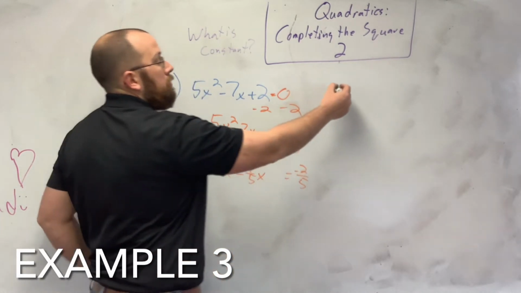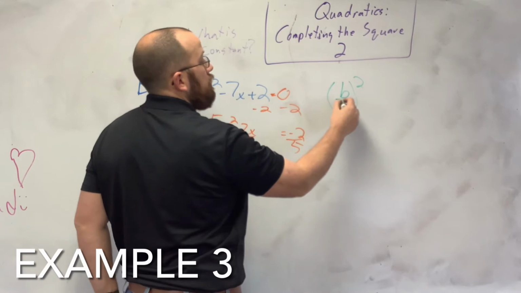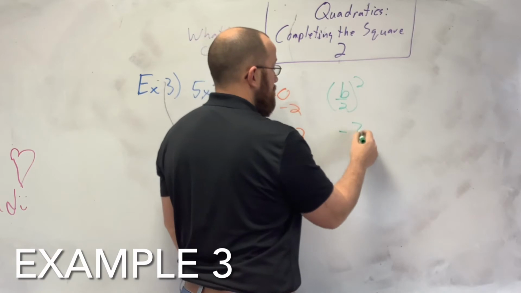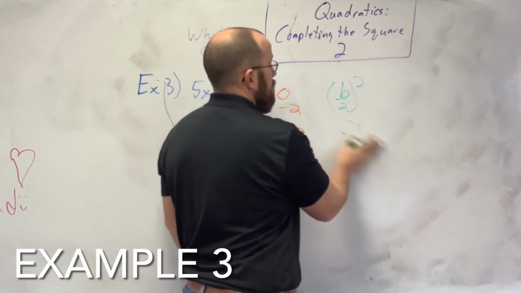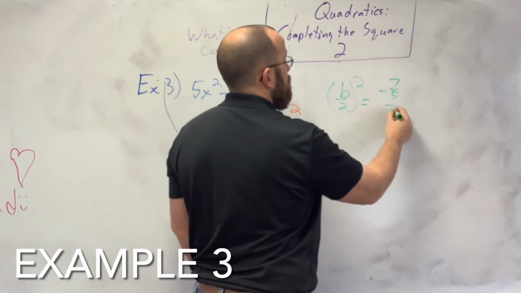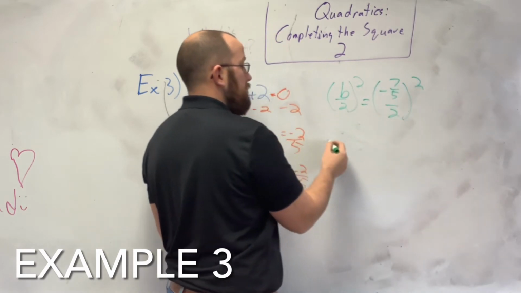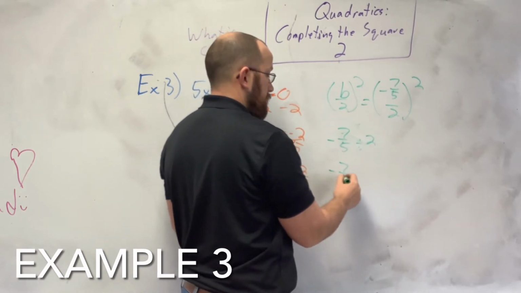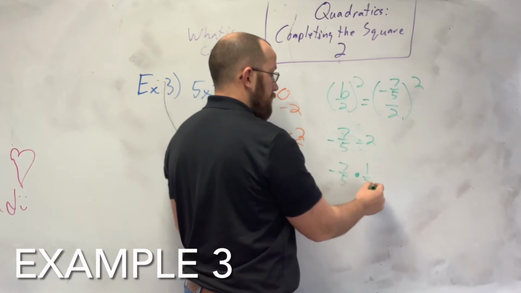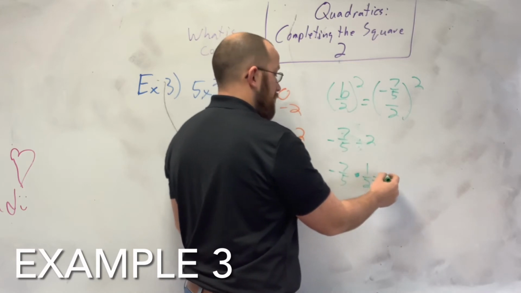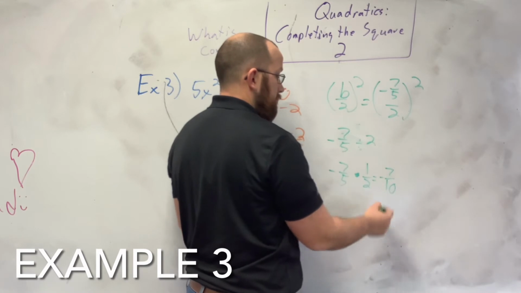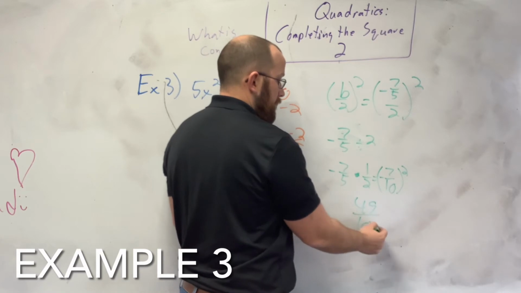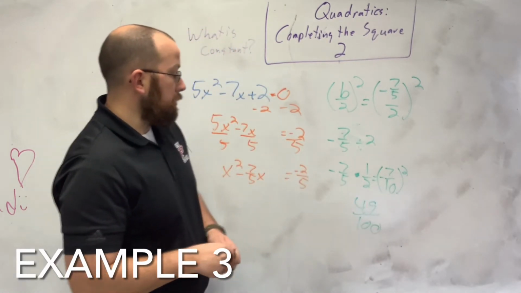And then I can do my b over 2 squared. So now my b is much more difficult. So I get -7/5 over 2, squared. So now I have to do the same thing. So -7/5 divided by 2, keep, change, flip. So it gives me -7 over 10, and then I square it to give me 49 over 100. And that is what we would put in right there.